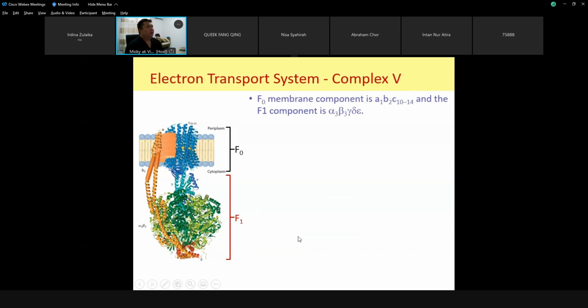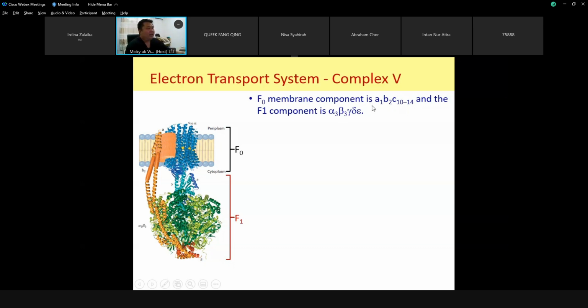Okay. So the F0 knot ataupun the F knot structure, okay, is made of A, B, C, 10 to 14. Okay, apa maksud dia? Okay. So if you look at the F knot ni ataupun the F0 ni, okay, is made of A, B, C, 10 to 14. Okay, A maksudnya ini. Okay, A ni. The cuff. Dia punya macam, dia punya itulah cuff.